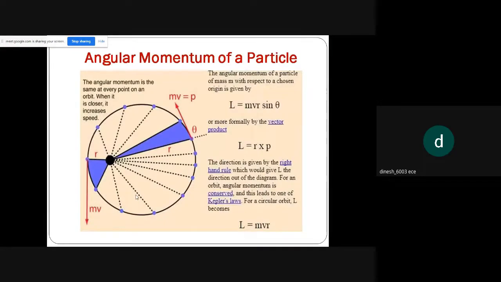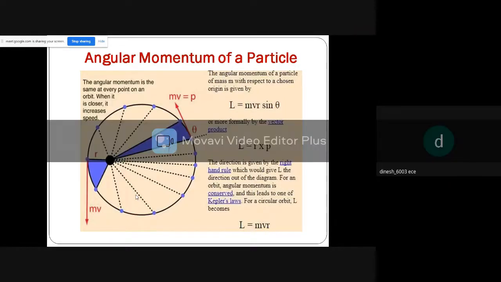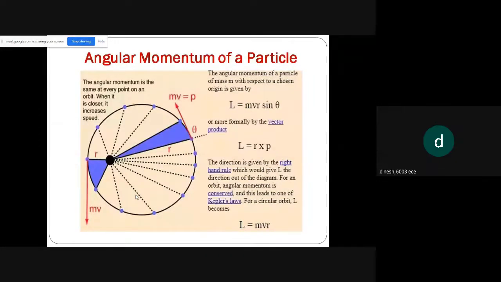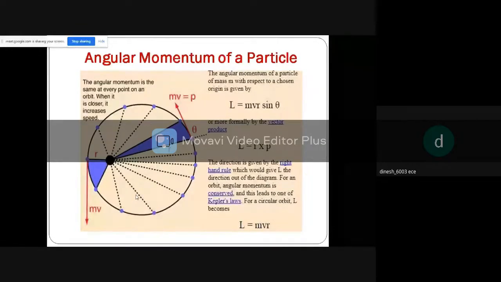Next is the angular momentum of a particle. The angular momentum is the same at every point on an orbit. When it is closer, its speed increases, which can be measured by Kepler's law. So the angular momentum of a particle of mass m, where m is the mass of the body which is revolving around in an orbit.